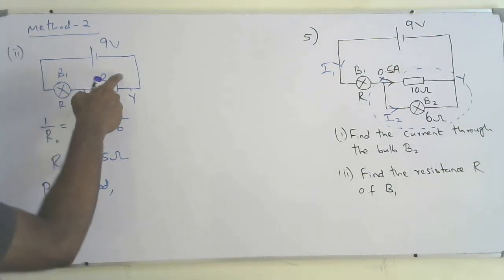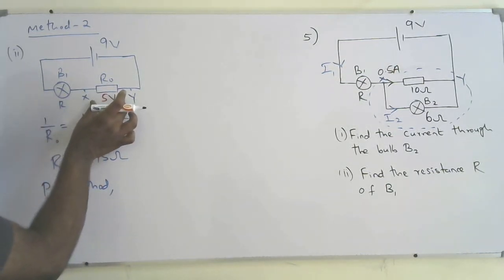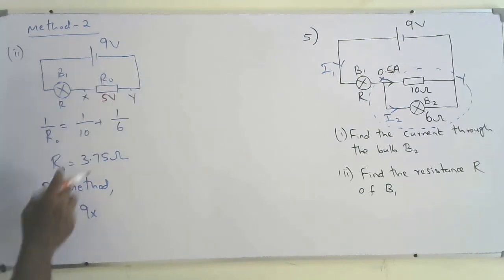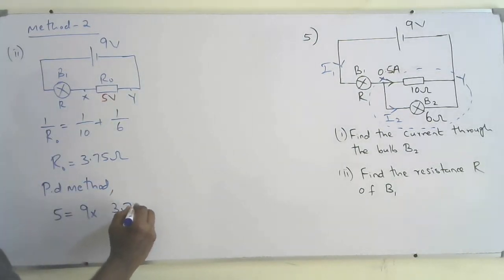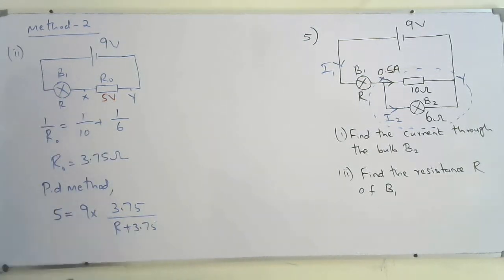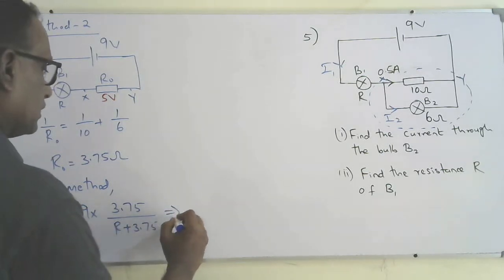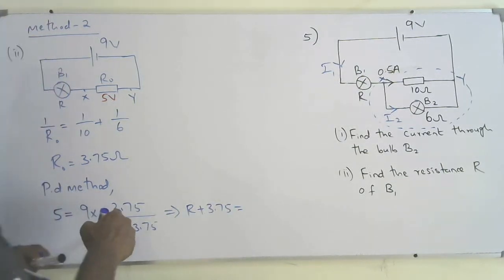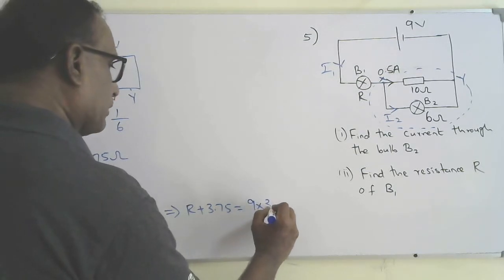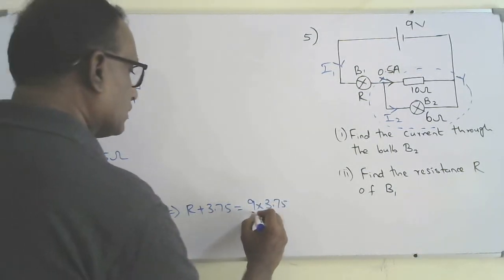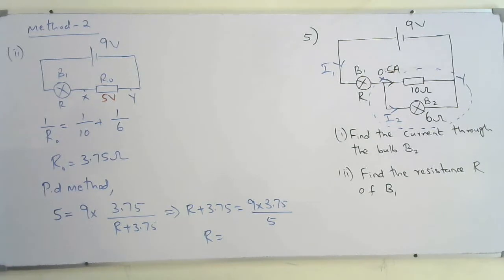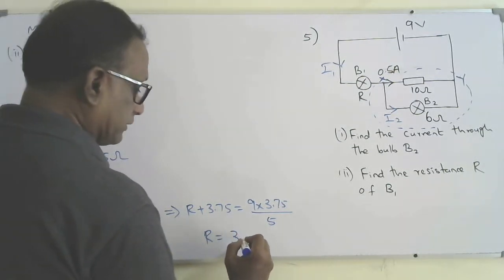The voltage across R naught, that is the equivalent resistance, is 5. So 5 equals the total voltage 9 into that resistance R naught, that is 3.75 over R plus 3.75. Solve it and find the R here. So I can say R plus 3.75 equals 9 into 3.75 over 5. Find the R. That will be 3 ohms.